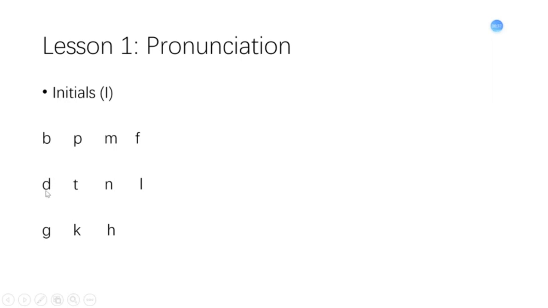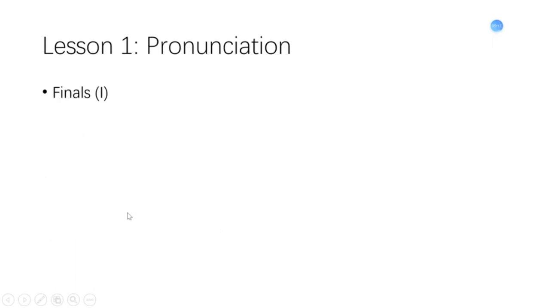Similarly, de and te are the same. De, there's no air. For te, there's a breath, air coming out from our mouth. And this one is the same. Ge, no breath out, no air out. And for ke, stronger breath and stronger air coming out from our mouth. So please feel it. Bo, po, de, te, ge, ke. Okay, good. So these are the initials for lesson 1.